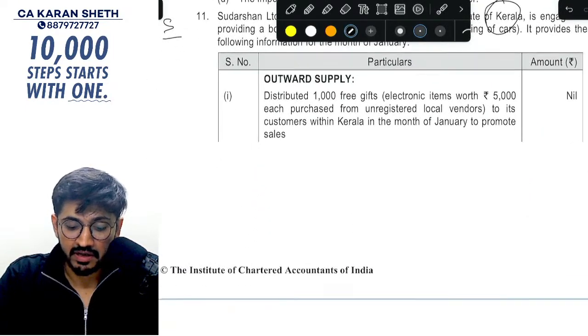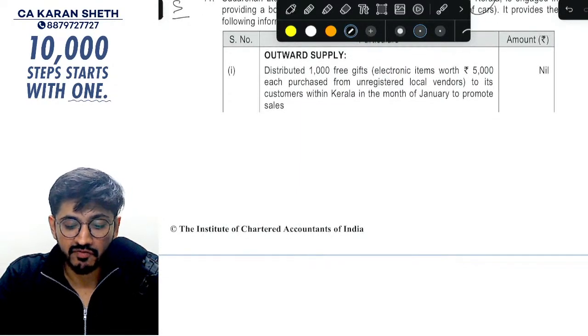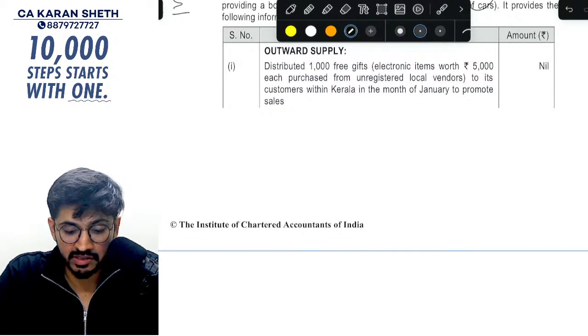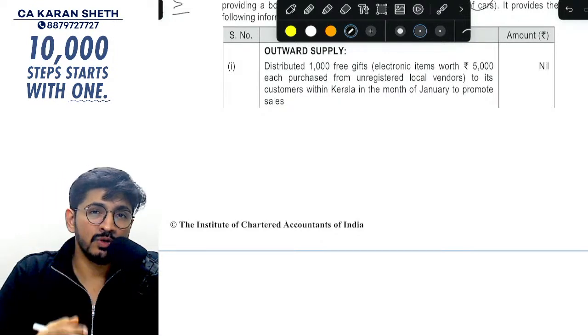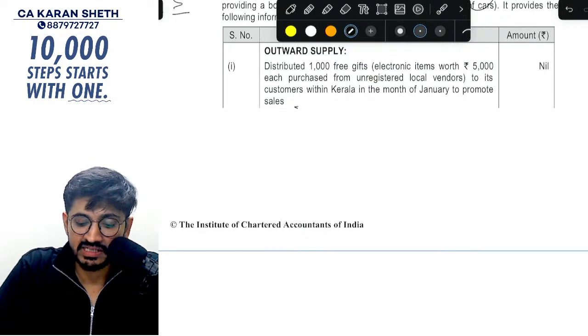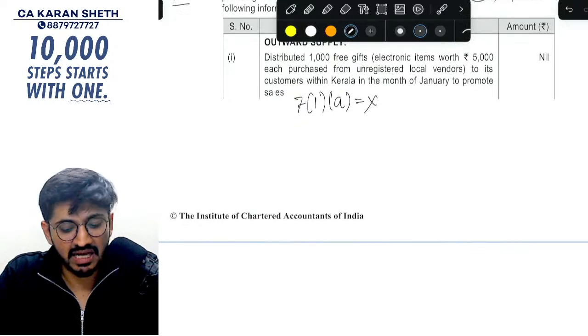Perfect. Outward supplies, let's focus on that. Distributed 1000 free gifts, electronic items worth rupees 5000 each, purchased from local vendors, to its customers within Kerala. You are basically giving away free goods here. You will not satisfy section 7(1)(a). It is clearly not a supply and no GST shall apply.